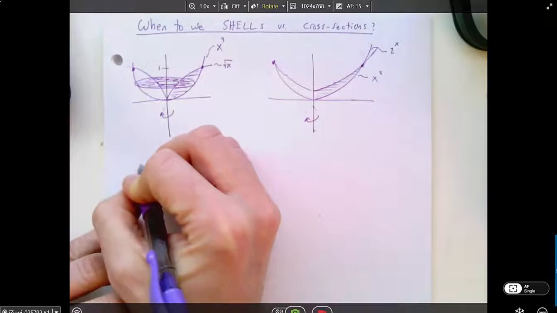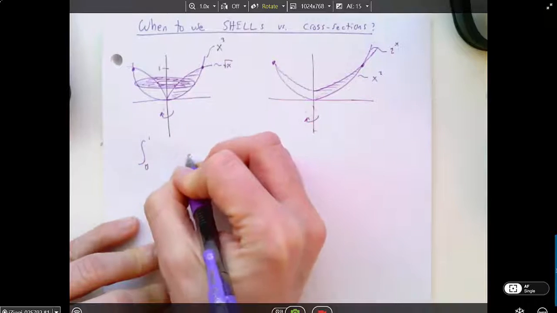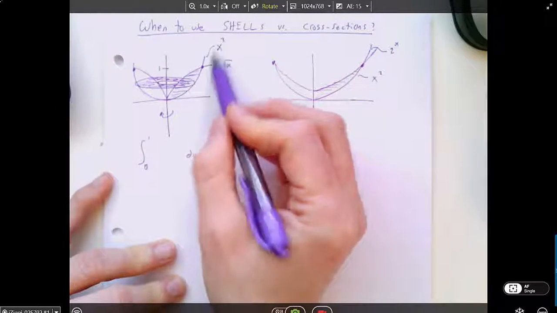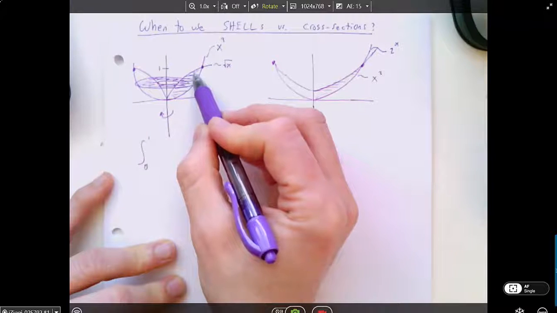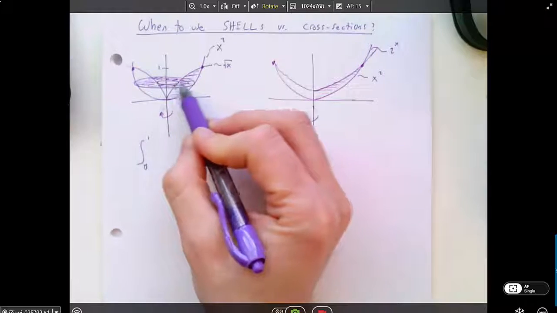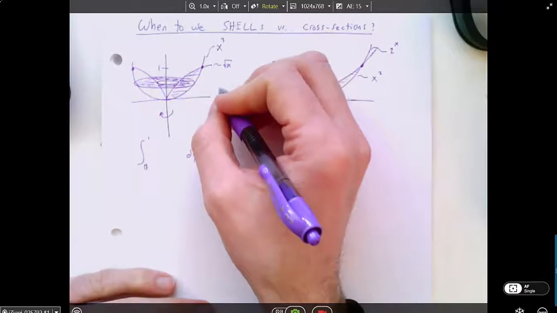So if I was going to construct an integral, it would be from 0 to 1, and it's something dy. So I would need to rewrite these two equations, which give y values in terms of x values, so that instead I'm getting x values in terms of the height that I'm at. So let's go ahead and see what that looks like.